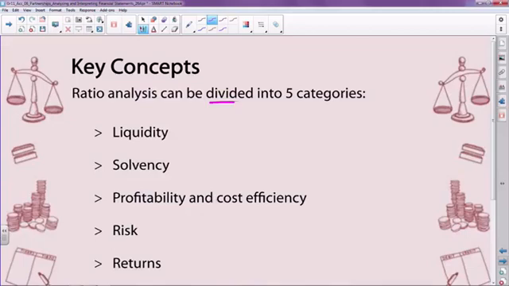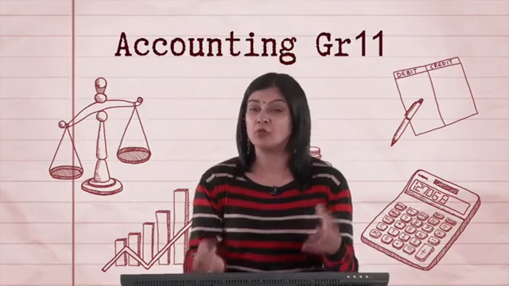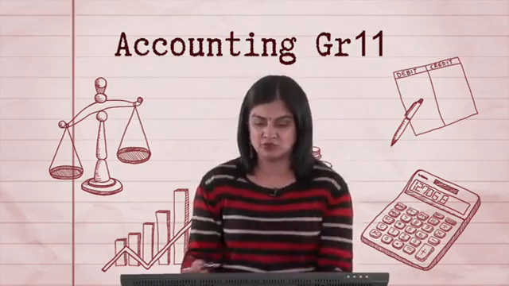Ratio analysis can be divided into 5 main categories. The categories that we are going to look at will be liquidity, then solvency, profitability, and cost efficiency. The fourth one is risk, and then the last one, returns. So those are your 5 categories, and all the ratios that we calculate will fall into one of these categories. Let's look at each category in a bit more detail.